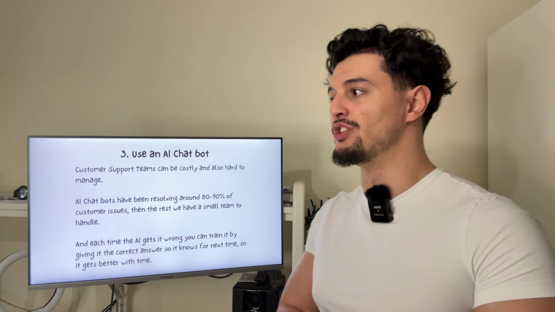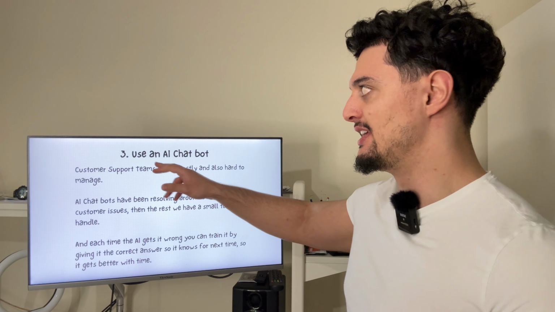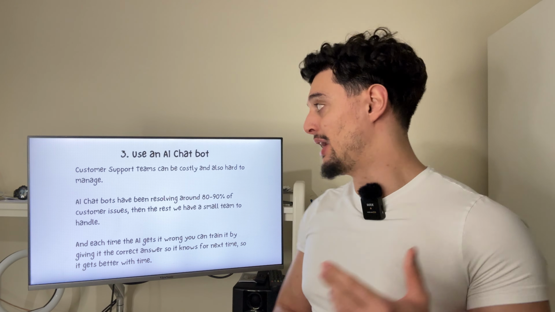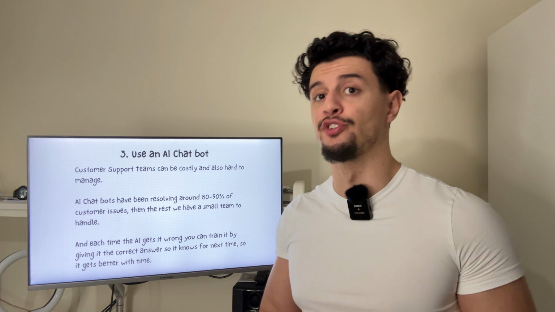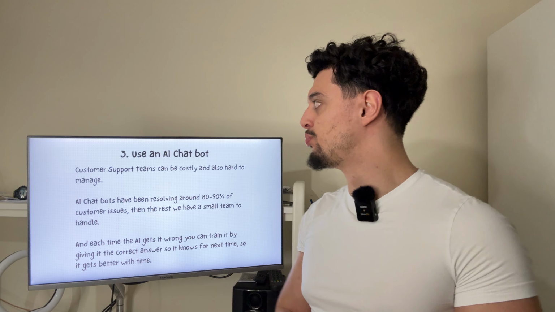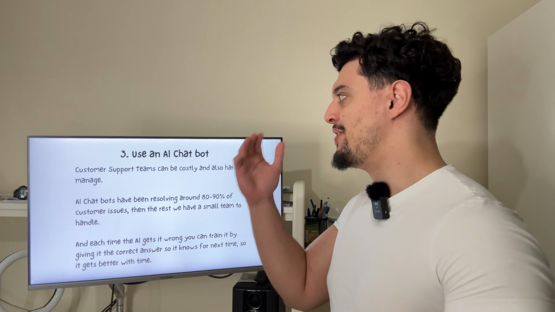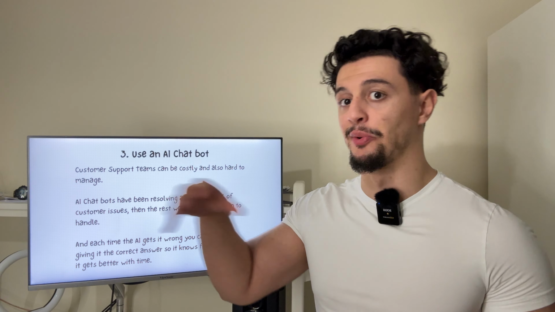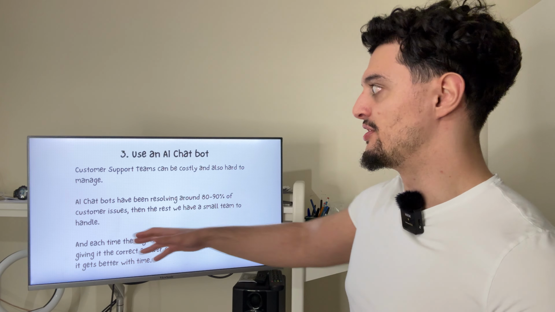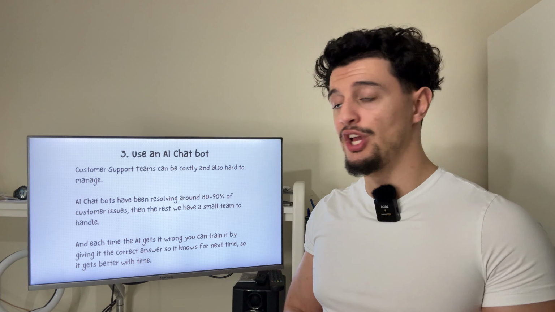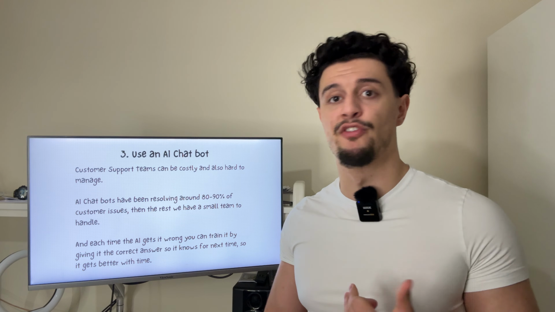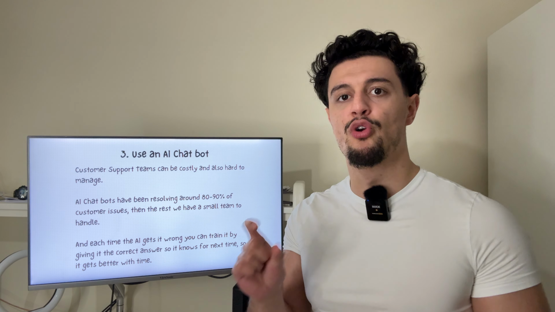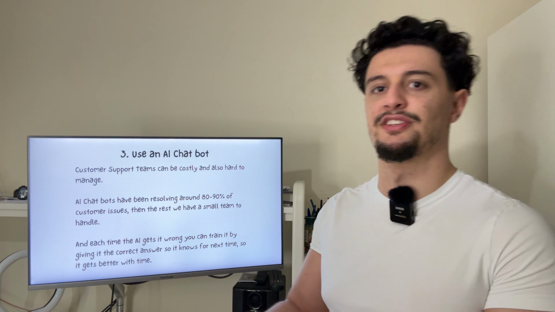Now, a third way, which is super underrated, right, is actually having an AI chatbot and being able to replace most of your support team, right? Having a customer support team can be costly, and it also requires a lot of time and energy to manage, or you have to hire someone else to manage that, right? But what we've done is we've actually installed AI chatbots, and for us, it resolves about 80 to 90% of customer queries. It leaves us with a very small customer support team, which answers the rest, so the 10, 20, 15%, right?